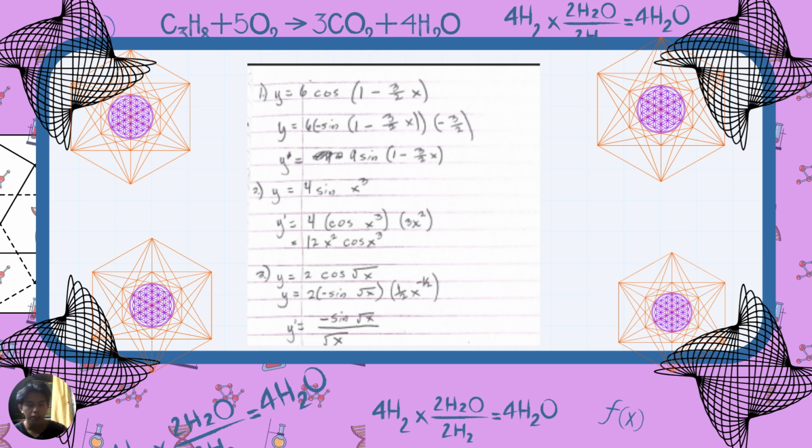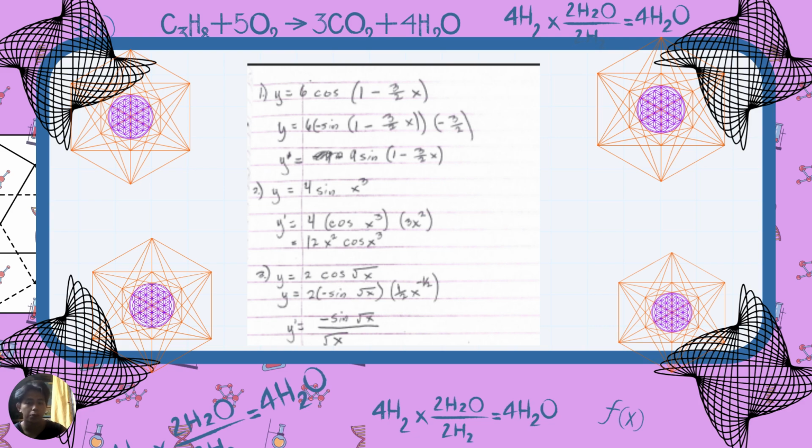So number one is y equals 6 cos of 1 minus 3 over 2 x. In this function, we're going to find its derivative. So let's copy the 6. Then the derivative of cos is negative sine. And then copy the 1 minus 3 over 2 x. And then the derivative of the inside function, which is the 1 minus 3 over 2x, is only negative 3 over 2.